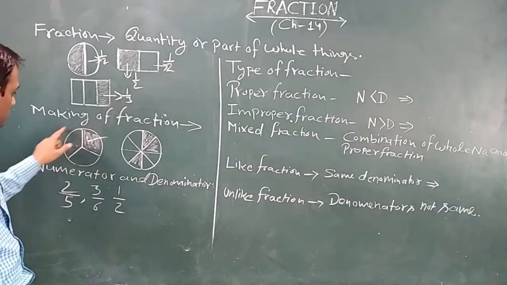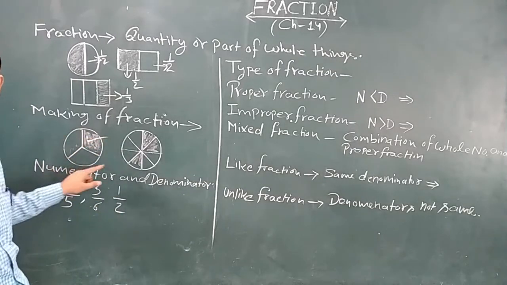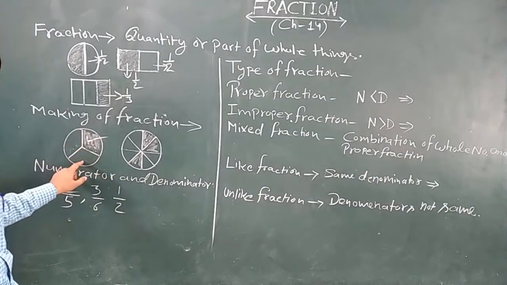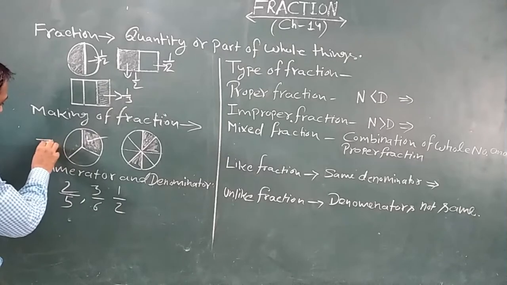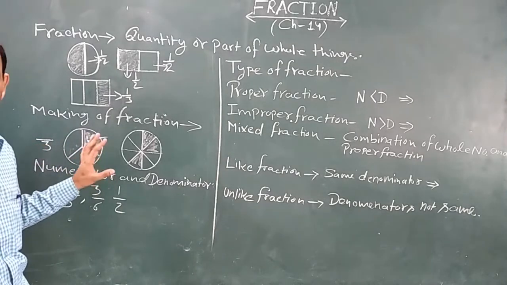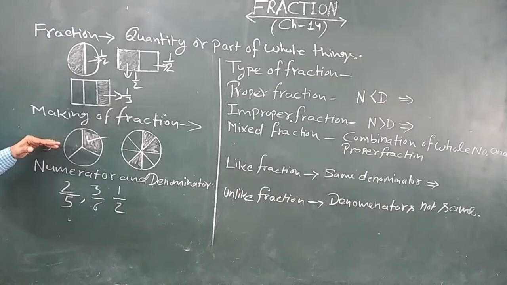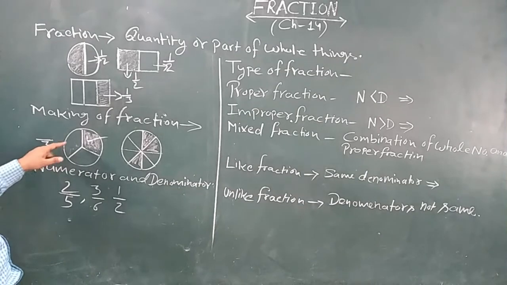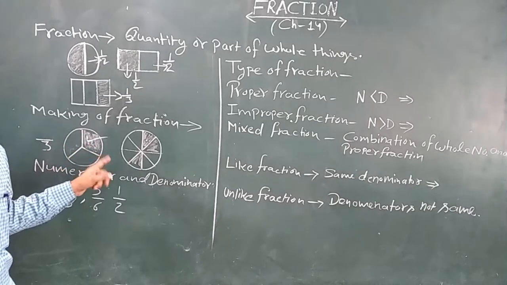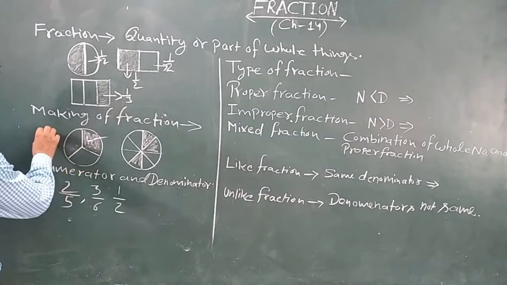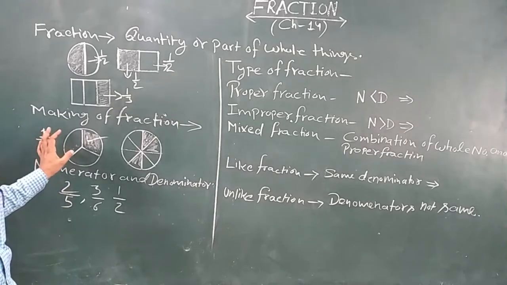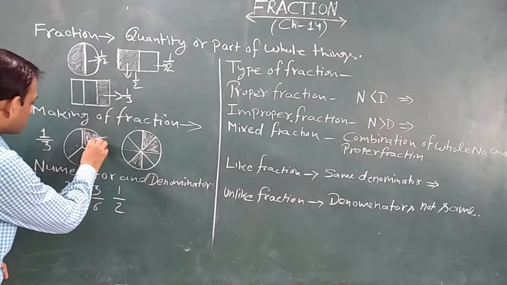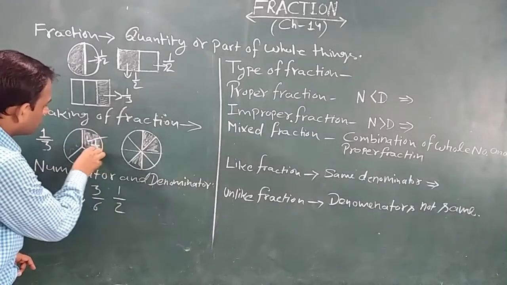As you can see here, this is the whole. And how many pieces have we made? 1, 2, 3. So we will write the total number of parts below the line. And how many parts are shaded? Only one of them. So this will be written above the line. So it is called 1/3. So the fraction of the shaded part is 1/3 of this whole.